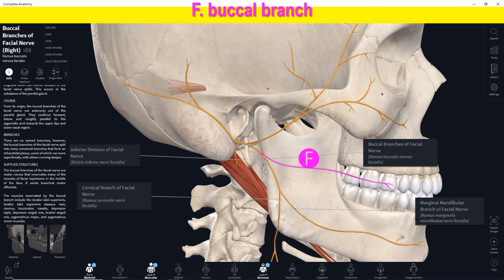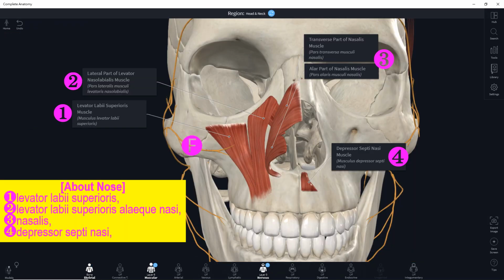The buccal branch travels forward, passing through the parotid gland to reach the upper lip region. The buccal branch has a total of 9 branches. I categorize them into 3 areas, related to the nose, related to the mouth, and related to the zygomatic region. Here are the branches related to the nose. 1. Levator labii superioris, 2. Levator labii superioris oblique, 3. Nasalis, 4. Depressor septi nasi.